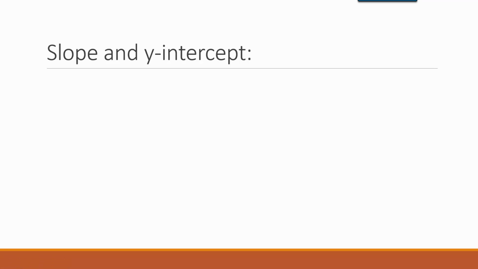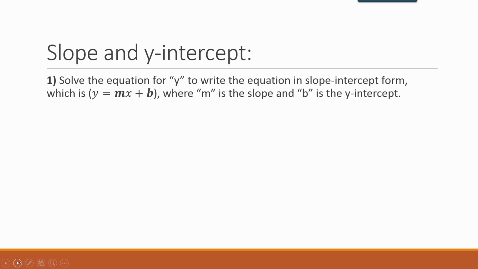Okay, to use the slope and y-intercept to graph a line, the first thing that we need to do is to solve the equation for y. In other words, get y by itself so that we will have the equation in slope-intercept form, which is y equals mx plus b. Now the m in that equation, the number that's in the place of m, represents the slope. And the number that's in the place of b in that equation represents the y-intercept.